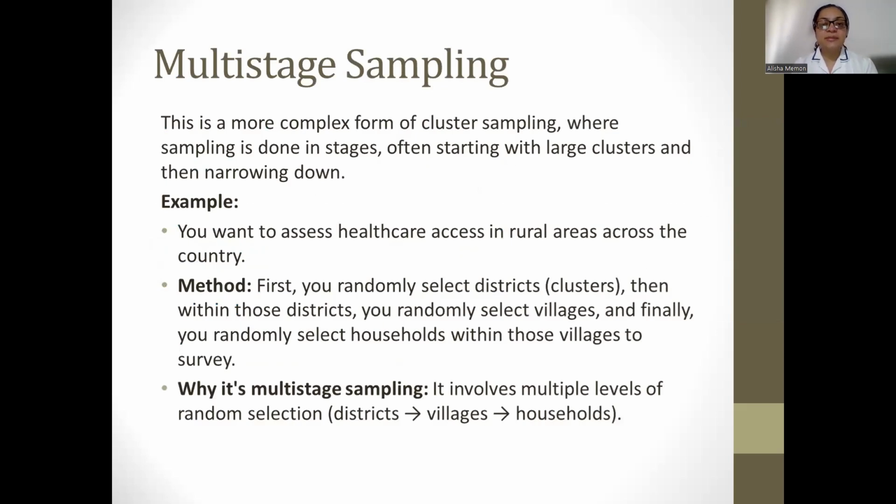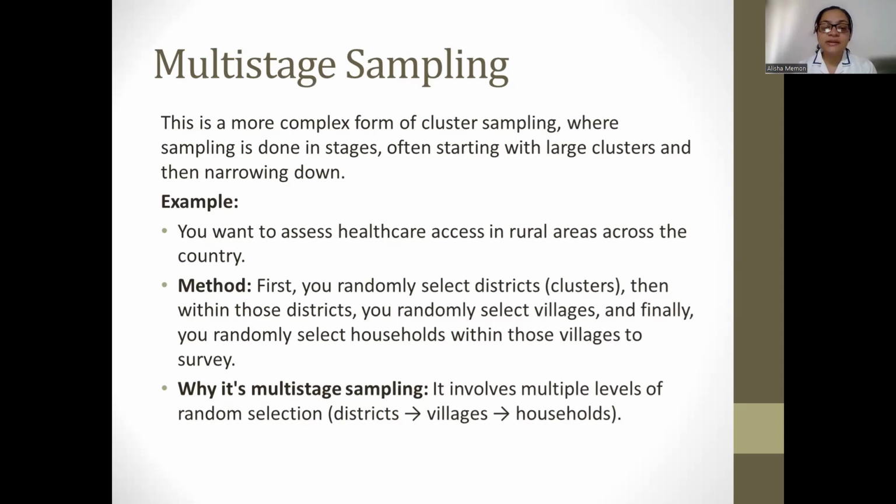Coming to multi-stage sampling, as you can guess from the name, it's a more complex form of cluster sampling where sampling is done in stages, like a funneling effect. We start with the larger clusters and then come down to smaller ones. For example, if I have to assess healthcare access in rural areas across a country, first the country will be divided into states, then the states into districts, then you go to villages, and finally select random households within those villages for the survey.